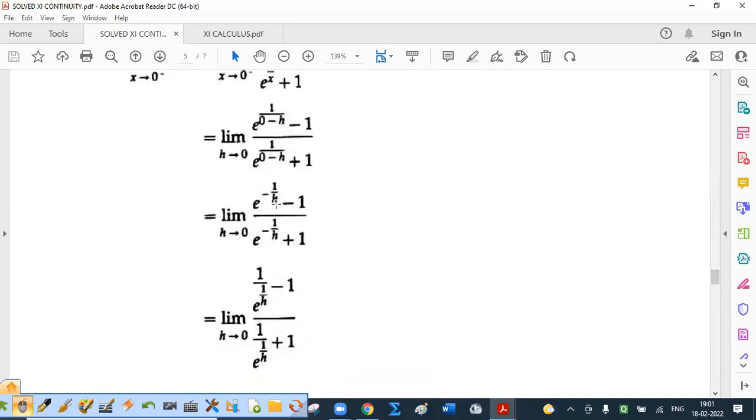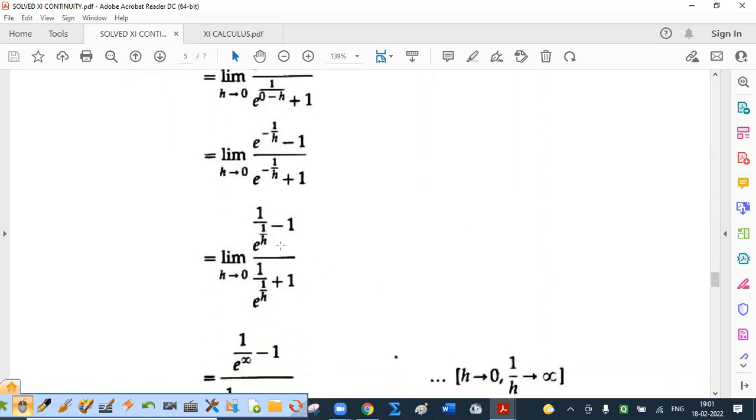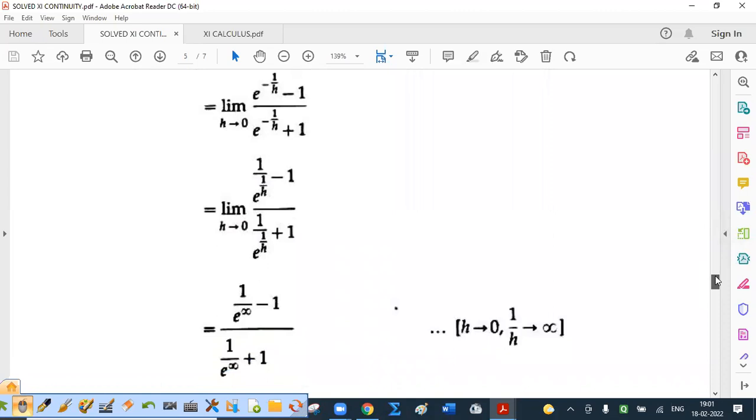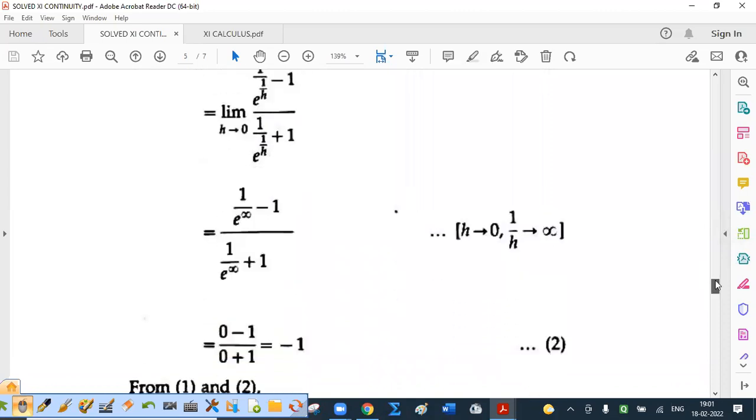Use laws of indices. E raised to minus 1 upon h is 1 upon e raised to 1 upon h. Right? Now take the limit. 1 upon 0 tends to infinity. So this is 1 upon infinity which tends to 0. So limiting value is 0. So 0 minus 1 upon 0 plus 1. So it is just minus 1.